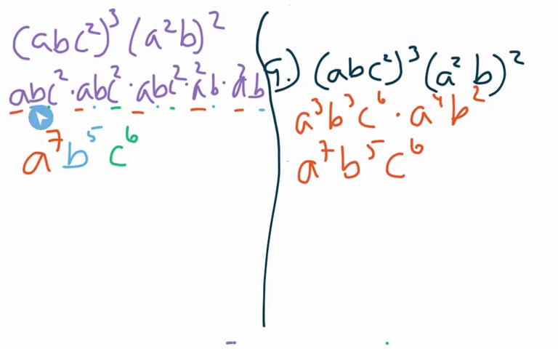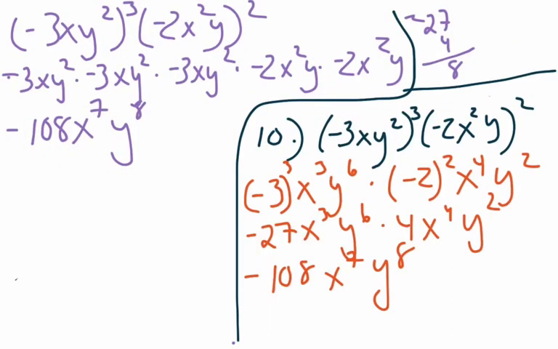Over here is the expansion out. I took the exponent of 3 there and expanded it out, and the exponent of 2. Then I underlined all the a's in red, so you can count 1, 2, 3, 4, 5, 6, 7 a's, 1, 2, 3, 4, 5 b's, and 1, 2, 3, 4, 5, 6 c's. Last one.